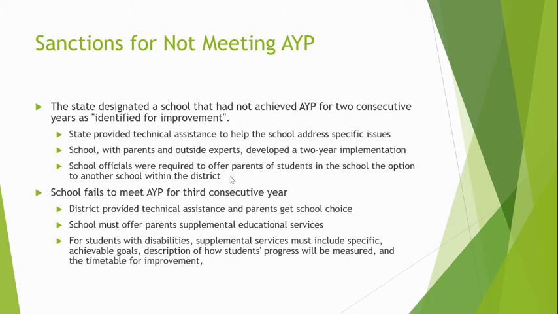If the school fails to meet AYP for the third consecutive year, then the district provides technical assistance and parents get school choice. Schools must offer the parents supplemental education, such as tutoring, like Brain Balance, or, I can't think what it's called, Sylvan, things like that. For students with disabilities, supplemental services must include specific achievable goals, description of how the progress will be measured, and a timetable for improvement.